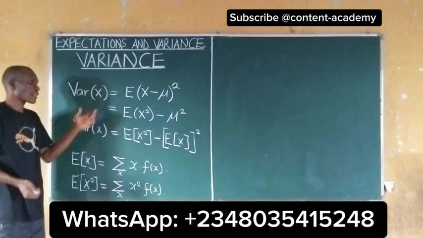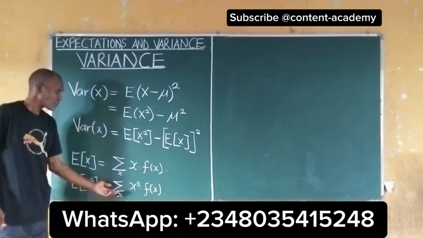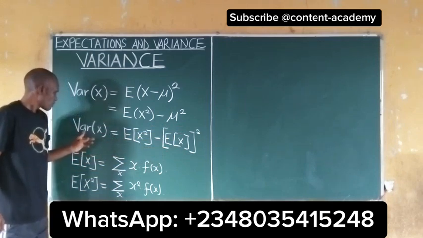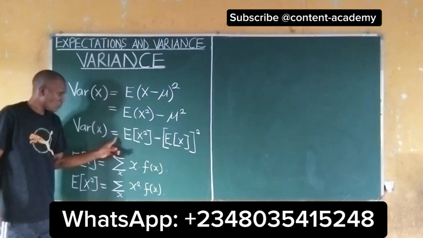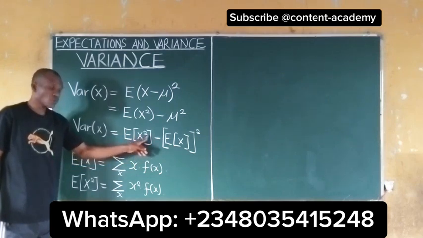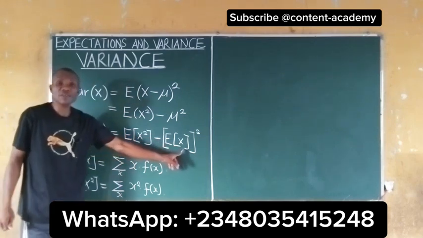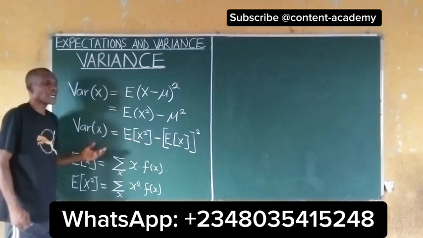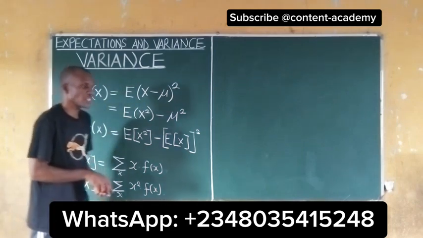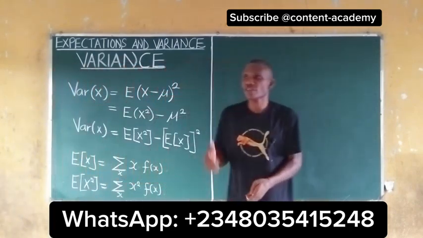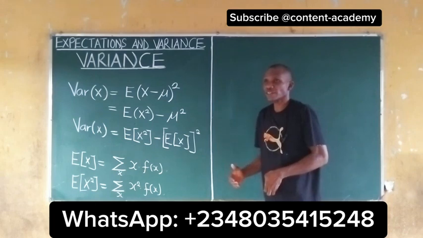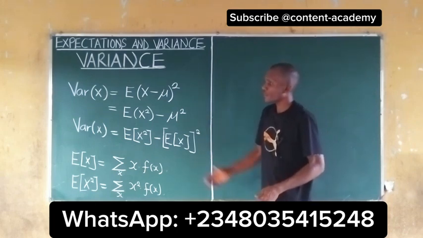So this is how the variance can be computed, and this is the definition for the variance. Variance of x is equal to the expected value of x squared minus the expected value of x all squared. With this formula, we can easily compute the variance of a random variable.